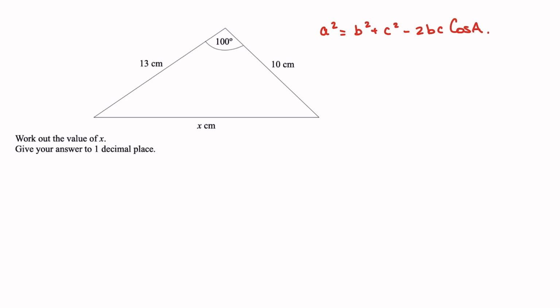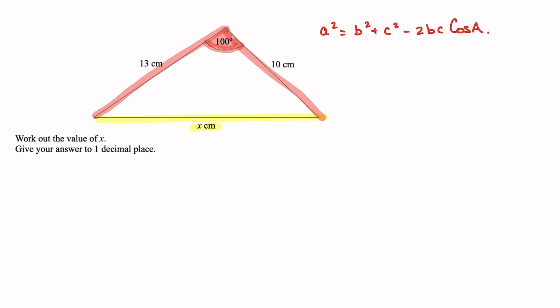So the cosine rule to find the missing side is to make sure that you have the two sides and the value of the angle in between the two sides, which in this case is 100 degrees. If this is the case, then we can use the cosine rule to find the missing side, which is x in this case.